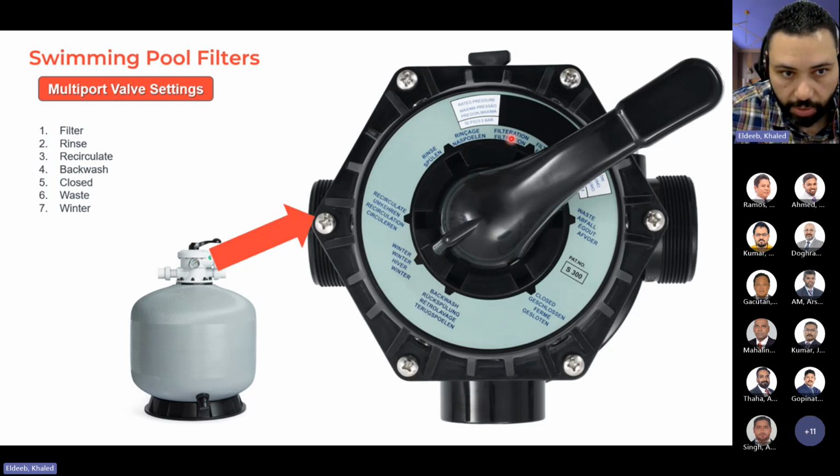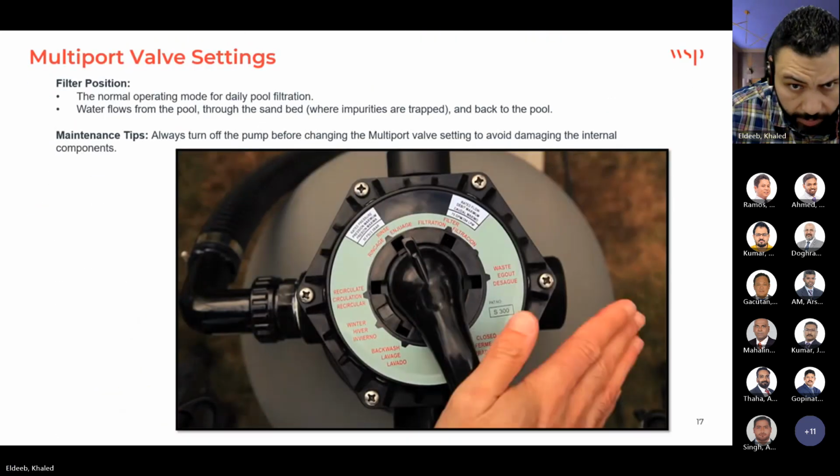So first we have filter, and then we have rinse, and then recirculate. Okay, and then winter, and then backwash and closed, and waste. I'm going to show you what is the benefit of each one of them.